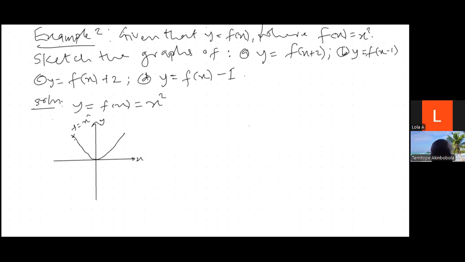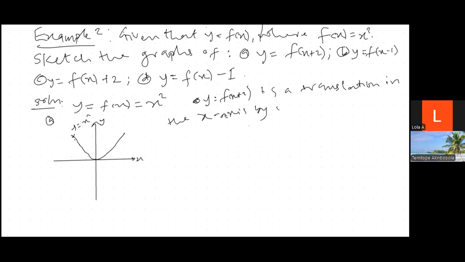which is f of s plus 2. Now, question A says y equals f of s plus 2 is a translation in x-axis by vector -2, 0. Do you agree with that?